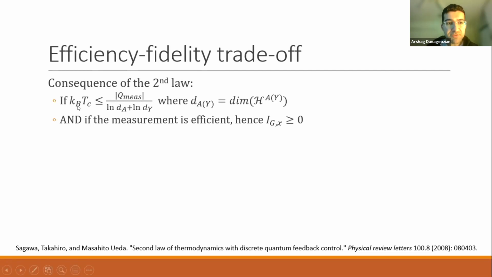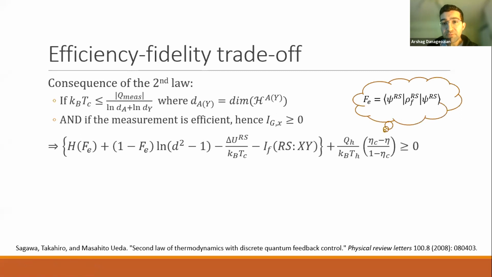So if the temperature is sufficiently low, which means it satisfies this inequality, and if the measurement is efficient, because we want to use the fact that the Groenewold information is positive, which is not always the case, as I said. So under these two conditions, what you can show is that thermodynamics can make an efficiency-fidelity trade-off statement, which follows from this inequality.